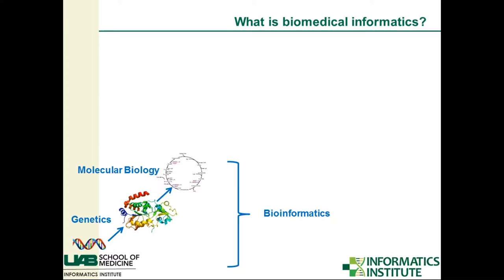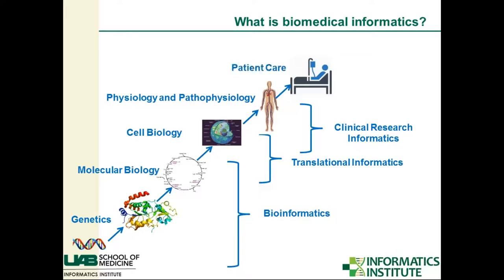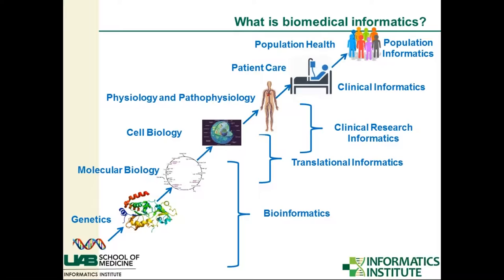Just to recap from my last talk about what biomedical informatics is, there's a spectrum that goes from genetics and molecular biology through cell and organism, all the way up to the patient and out to the community. And there's informatics along the whole way, from bioinformatics through translational, clinical research informatics, clinical informatics, population informatics. Today, I'm going to focus on systems that apply in the middle here, in the clinical research informatics space. So we've got about six or seven different topics to cover, so I'll jump right in.